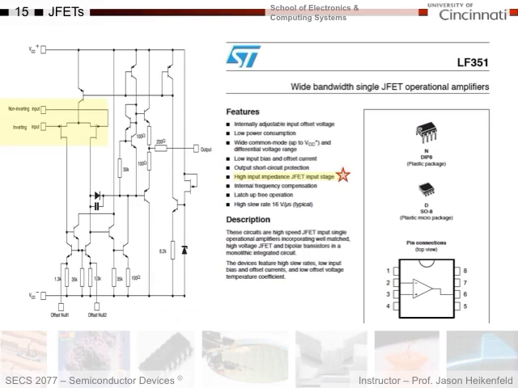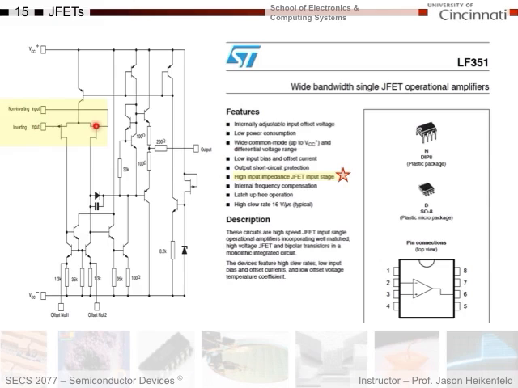Let's look at a JFET in a practical application used in an op-amp. So this is a wide bandwidth single JFET operational amplifier. And if you look at the features, it says something which is very attractive, high input impedance JFET input stage. What does that mean basically? Well, here are the inputs, here are your JFETs.